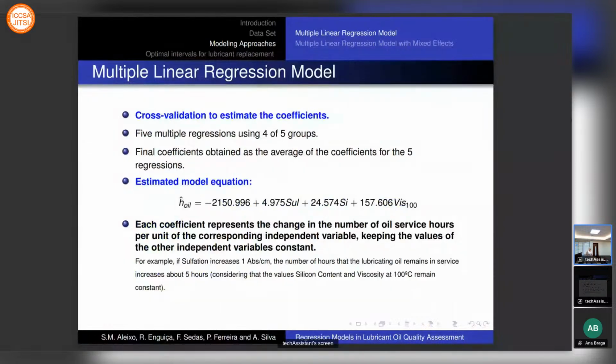The cross-validation to estimate the coefficients was obtained with 5 multiple regressions with 4 or 5 groups. Final coefficients were obtained from the average of the 5 coefficient regressions, and the estimated model equation is given by this equation. Each coefficient represents the change in the number of file servers per unit of the corresponding independent variable, keeping the values of the other independent variables constant.